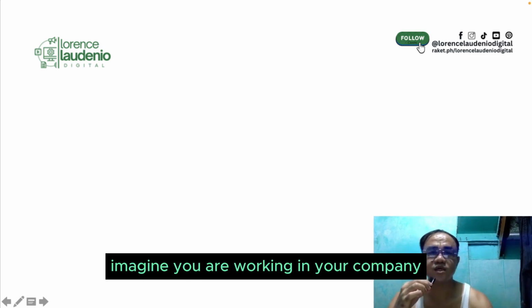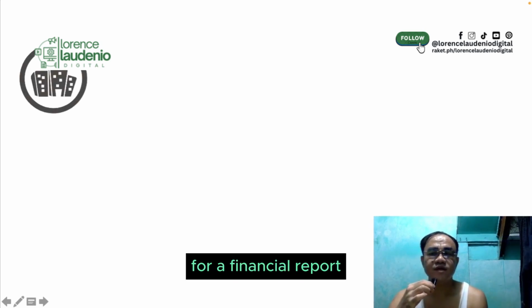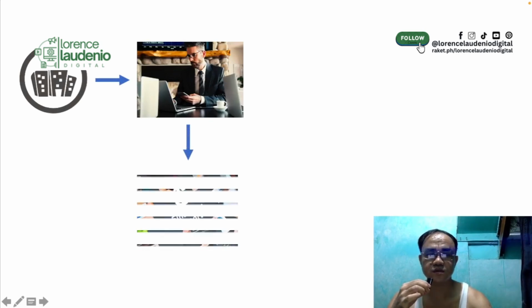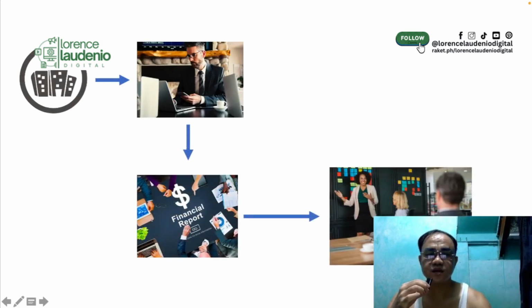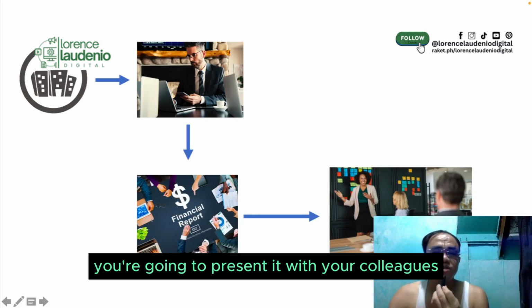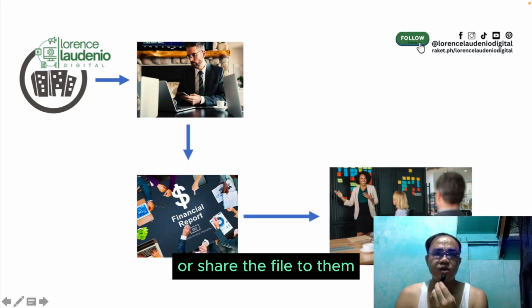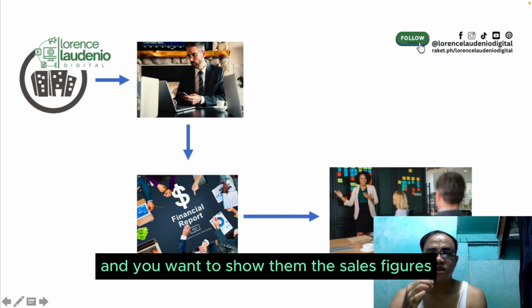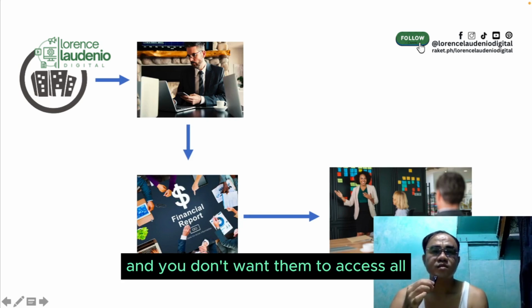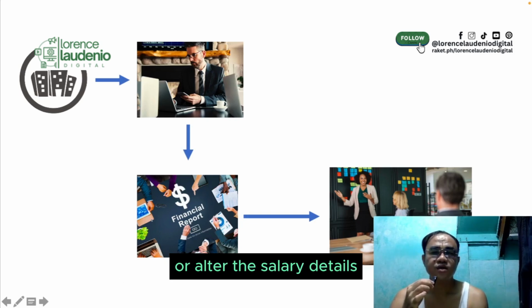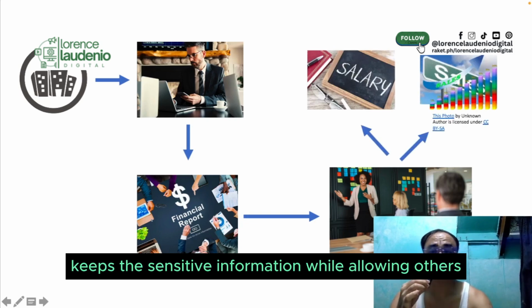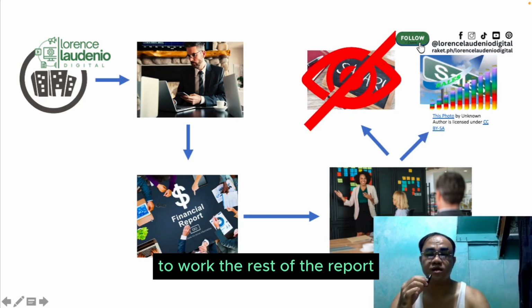Imagine you are working in your company on a financial report, and then you're going to present it to your colleagues or share the file with them, and you want to show them the sales figures and you don't want them to access or alter the salary details. So hiding the salary sheet keeps the sensitive information safe while allowing others to work on the rest of the report.